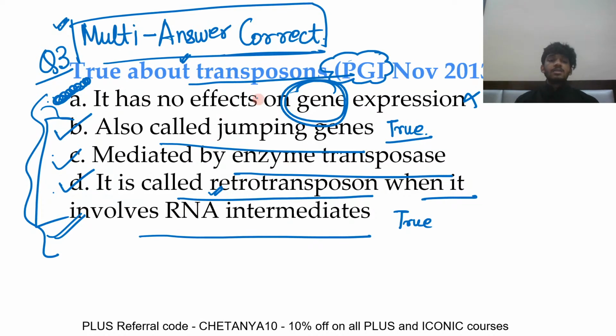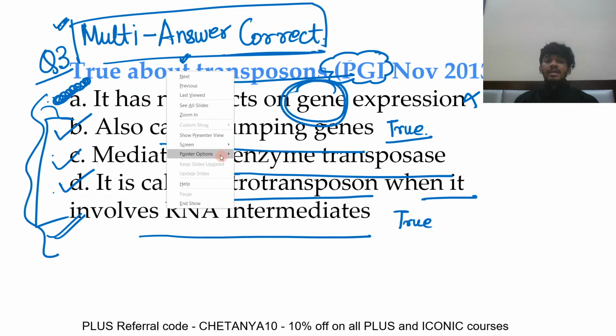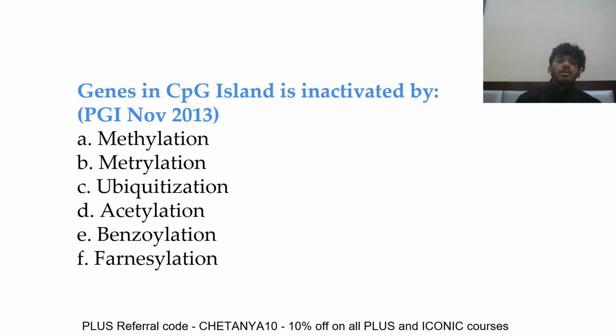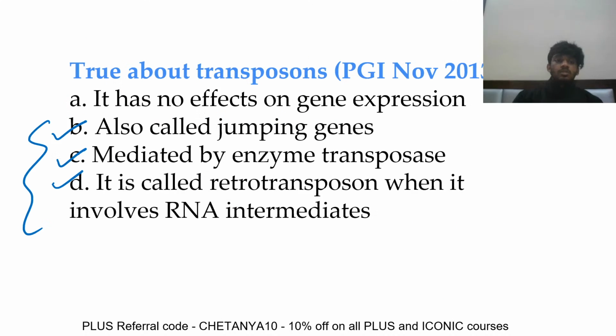Not all, Shabstasi. A is incorrect. It has effects on gene expression. Okay. B, C, and D, these three are correct. So that is question number 3 that was asked in PGI in November 2013.